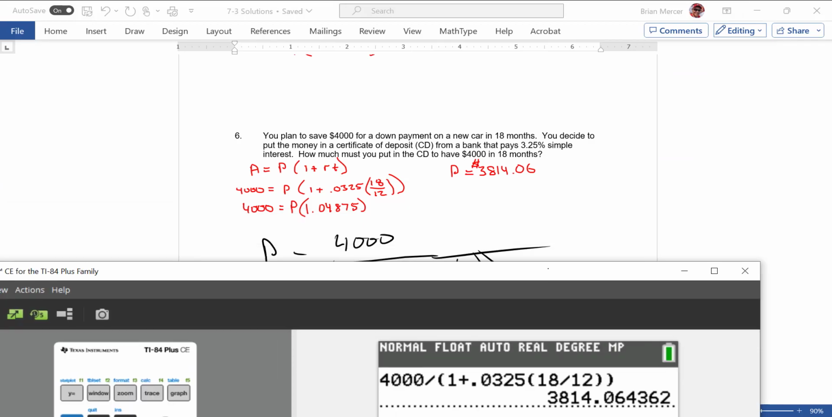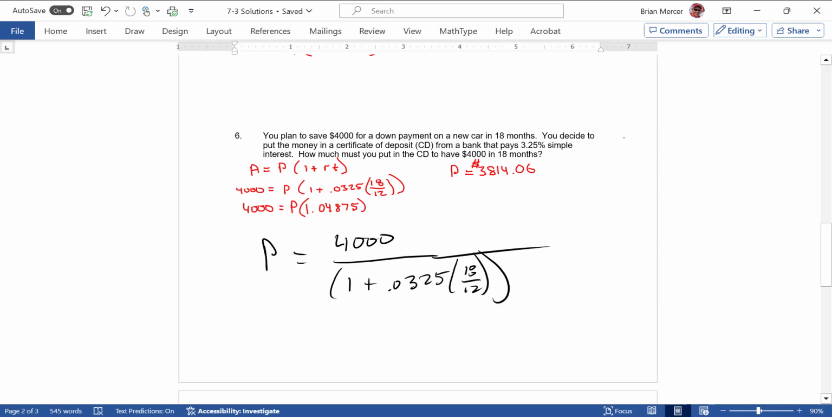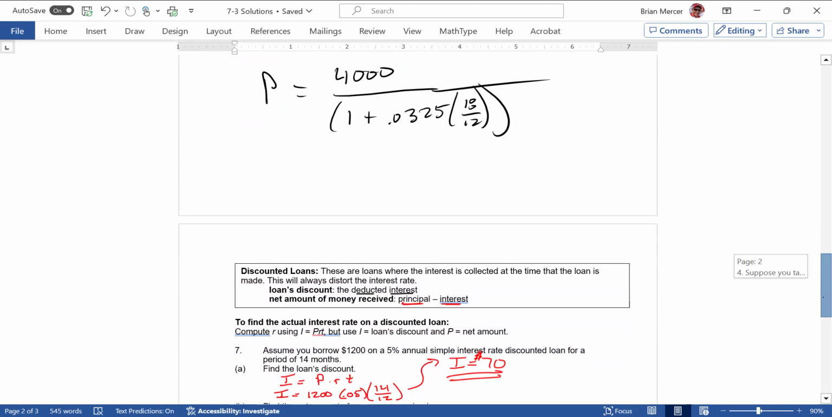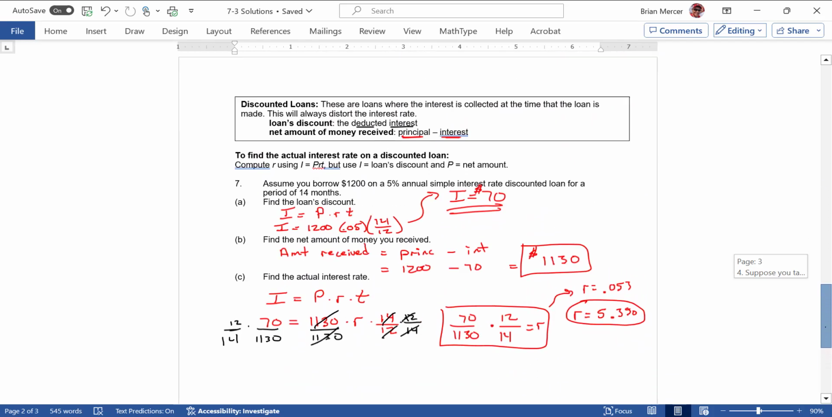There's my 381406. So sometimes I encourage students, don't over worry about trying to simplify and get some long nasty decimal. Just leave the whole expression, divide it to the other side, and you'll get a final answer here. So that is something that is worth practicing carefully. A little bit on discounted loans, and that's the last problem for this video.